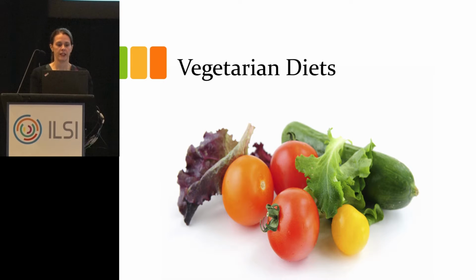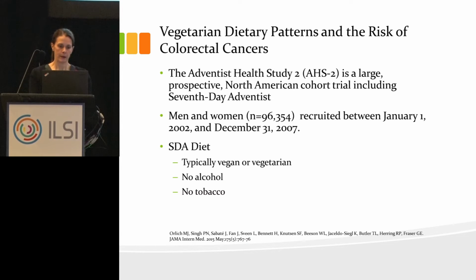Moving on to vegetarian diets, I thought it would be best to summarize the data looking at the Seventh-day Adventists. That's a large cohort in North America. And so this is a religious group that typically is either vegan or vegetarian, and they don't have alcohol or tobacco exposure. So this study has a really large sample size of almost 100,000 people and can help shed some light on the role of vegetarian diets.